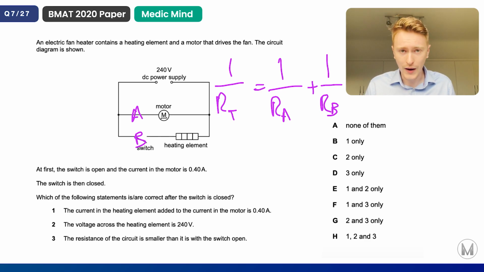So even though you are absolutely correct that each branch of the circuit will have a current which adds up to the total amount of current in the circuit, that total amount of current has changed. So 1 is not correct, whereas 2 and 3 are. So for this question, answer option G is correct.